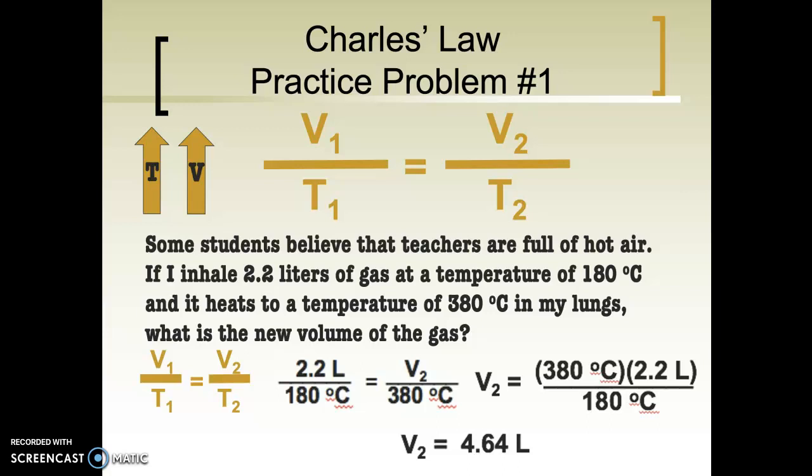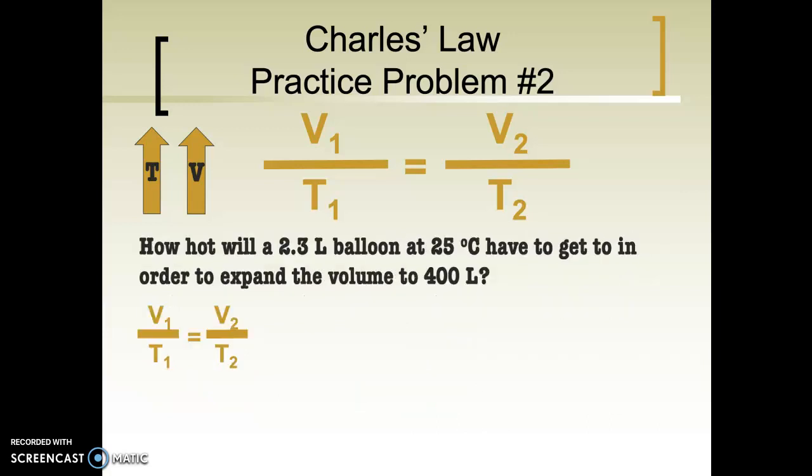Okay, in this case, as I said, there was a change in temperature. The temperature increased. So we check our volume. Our volume went from 2.2 to 4.64. It increased also. So we can see then again there is a direct proportionality between temperature and volume. Okay, we're going to move on into a second problem here.